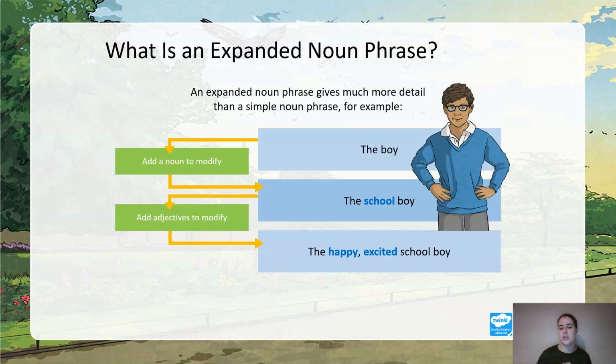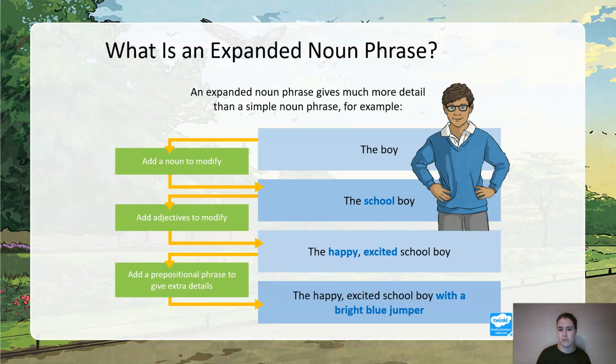Now you might notice that I've included 2 adjectives there. What's the rule when we have 2 adjectives next to each other to describe a noun? Good. We need a comma. Okay, we have to separate those adjectives. They are an adjective in their own right.